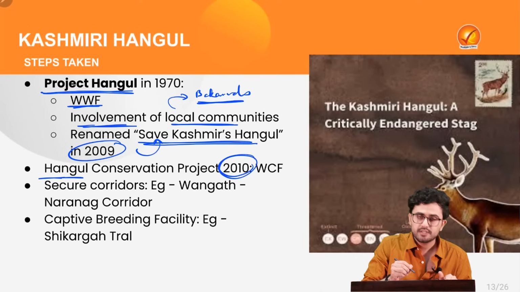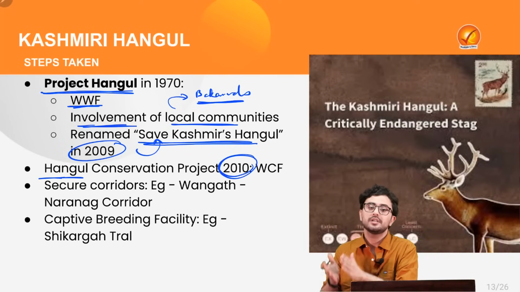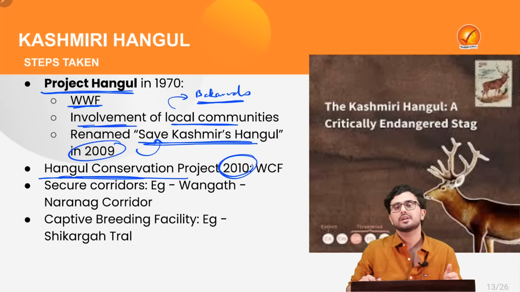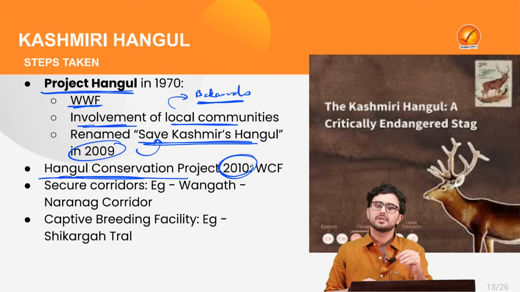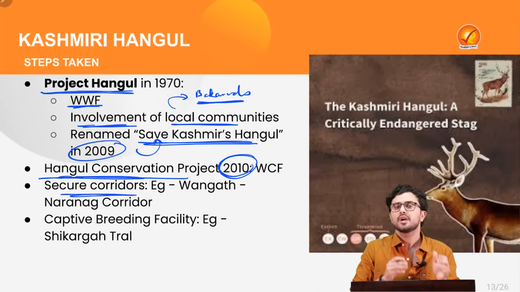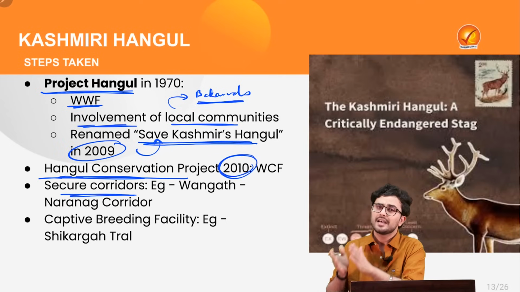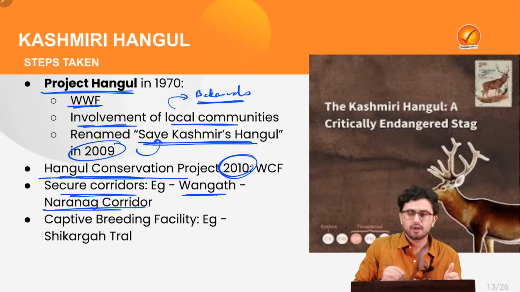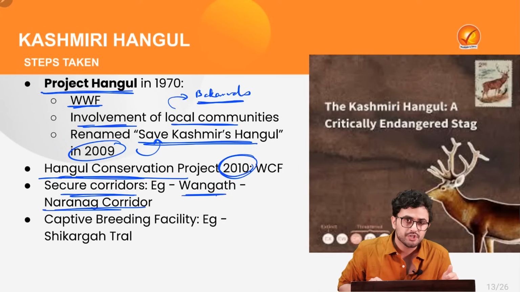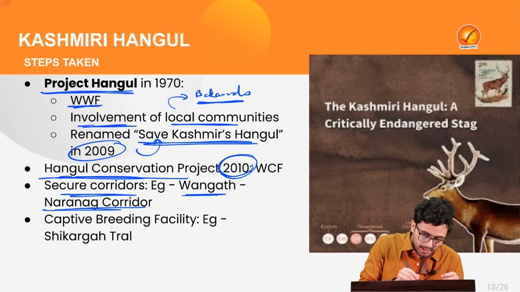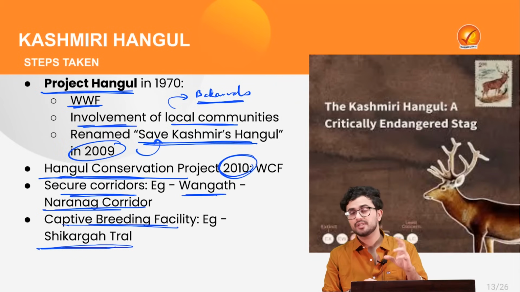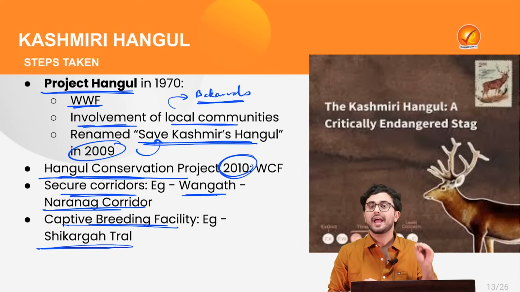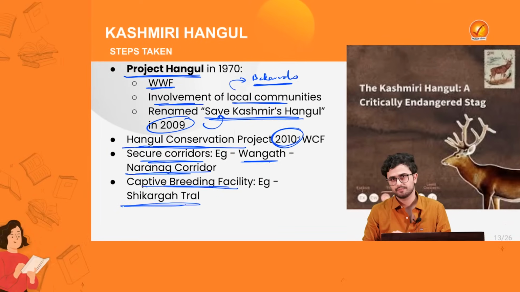Also, in the year 2010, the Wildlife Conservation Fund launched a project called the Hangul Conservation Project. Also, on the lines of protected tiger corridors, the government has recently launched secure corridors for the undisturbed movement of Hanguls, such as the Vangat-Naranak corridor. To further increase the population, the government has also initiated a captive breeding facility in Shikargah, Tral. As the Kashmiri Hangul is a keystone species for the Himalayan region, its protection and conservation demands immediate attention.